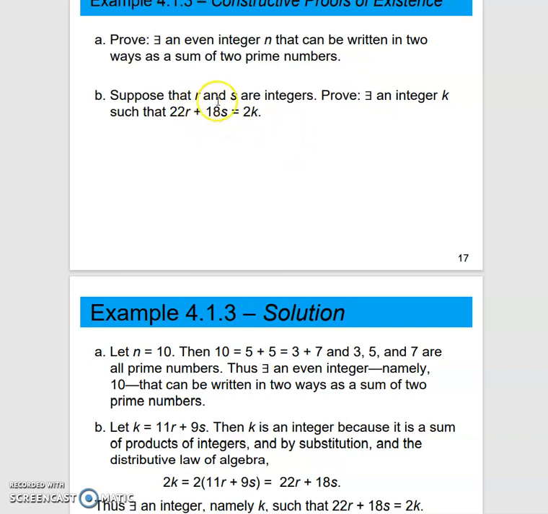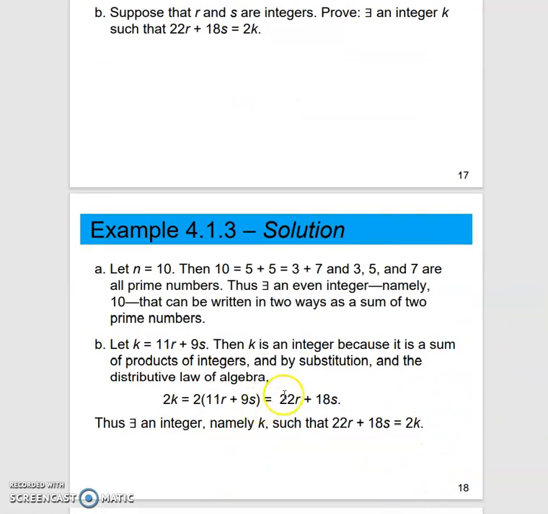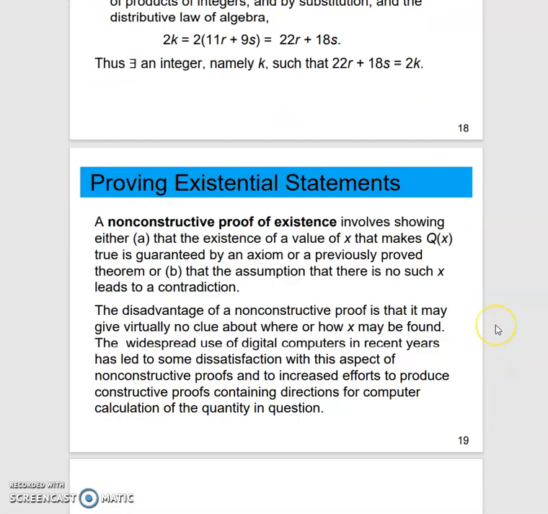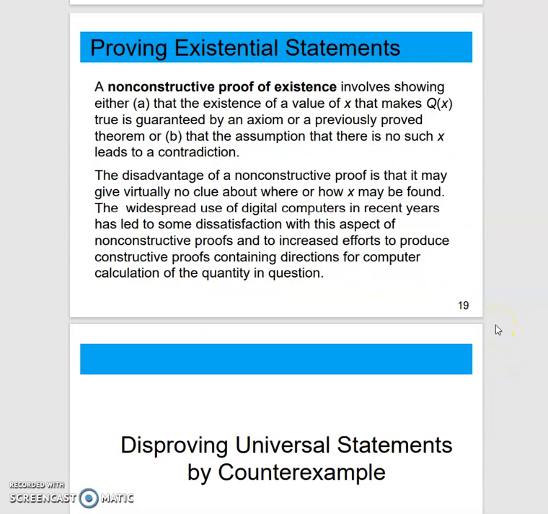Let's try another one. Suppose that R and S are integers, and then let's prove there is an integer k such that 22R plus 18S equals 2k. So here I'm going to let k equal 11R plus 9S, and if I then multiply that by 2, that will work. So again, as long as I've got one example for an existential proof, that's all I need. And there's a general some statements there that we'll talk a little bit more about later as well.